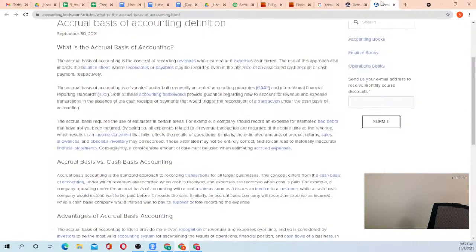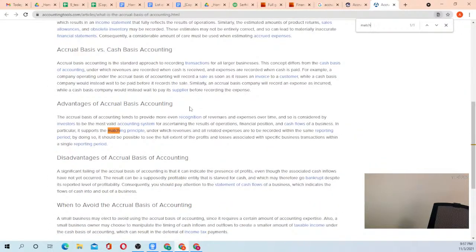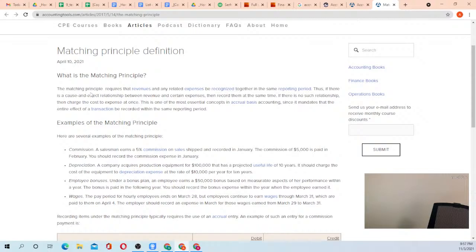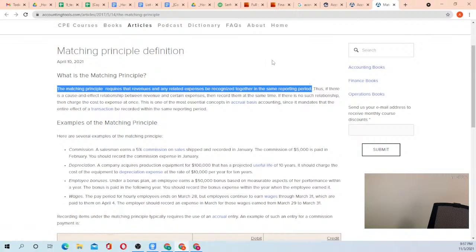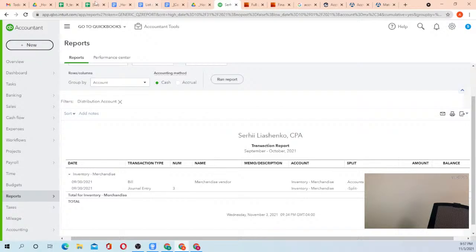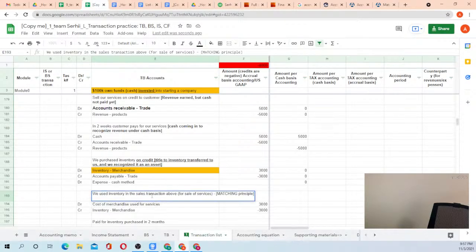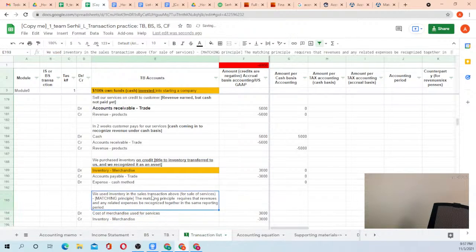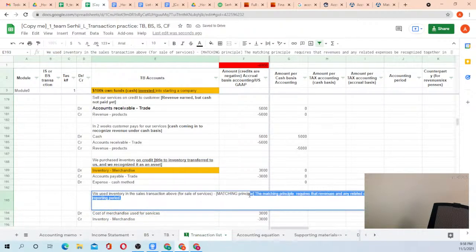Let's see if they say anything here about matching. Yeah, they even have a separate definition for the matching principle. Matching principle requires that revenues and any related expenses be recognized together in the same reporting period. I will copy that here, and I will highlight matching principle.